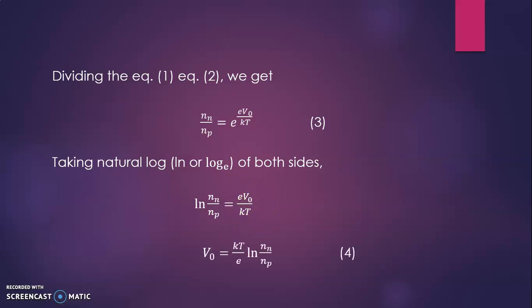Now keep this eV naught on one side and take this e upon kT to the other side, so it will be reverse multiplication. So V naught is equal to kT upon small e into ln n suffix n upon n suffix p. Let this be equation number 4.